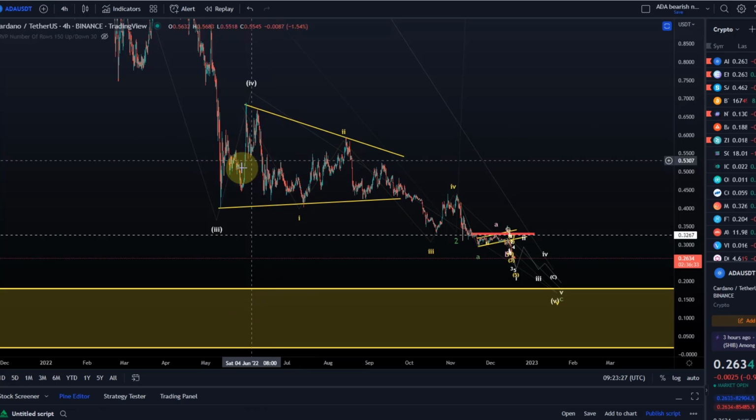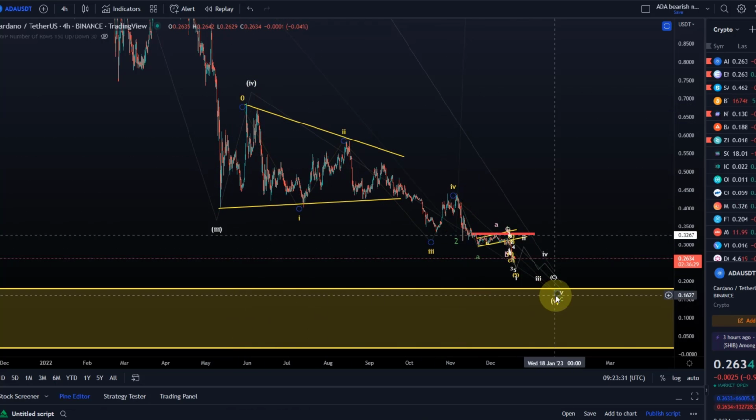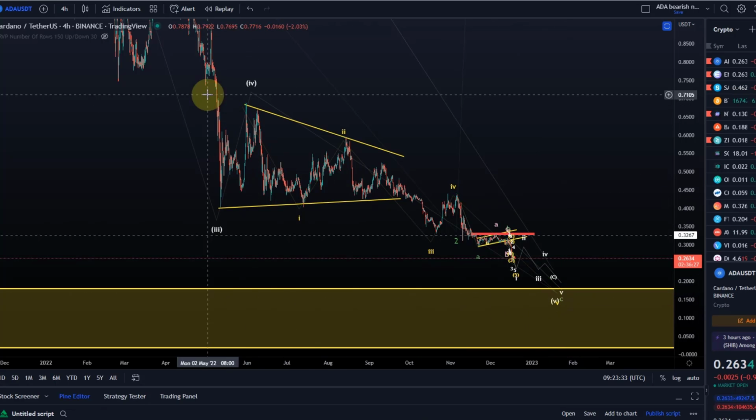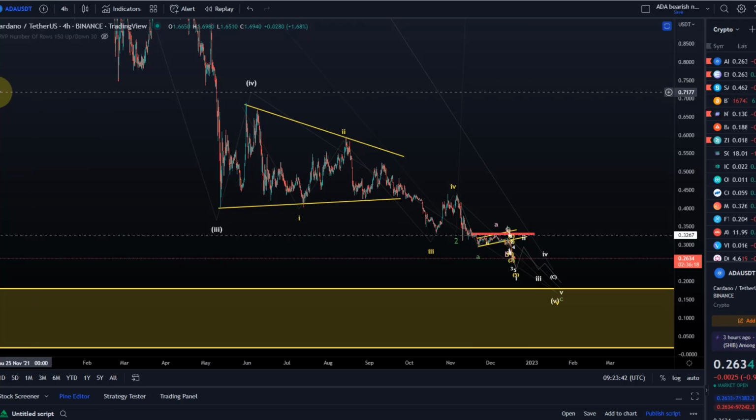Okay, so where are we? We are currently in this, I would call it ending diagonal, in a so-called wave 5, where we had a wave 1, we had a wave 2, we had a wave 3, we had a wave 4 in my opinion. And I think we're just heading down here in a wave 5. Which, to be honest, could end the bear market.